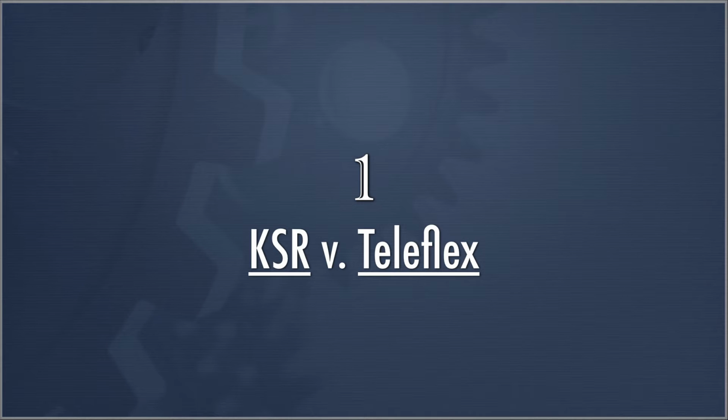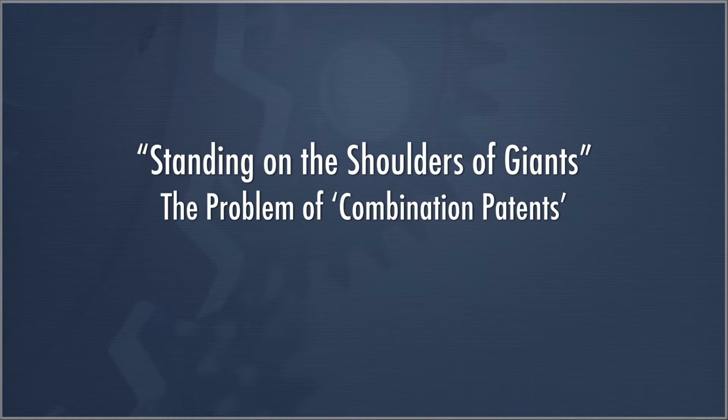All right, so KSR versus Teleflex, as I said before, is the primary Supreme Court case for the modern analytic framework for obviousness. But let's back up for a minute and talk a little bit more about what was going on in KSR, and in fact what goes on in most important obviousness decisions. And really, obviousness is about figuring out how to deal with the problem of combination patents, right?